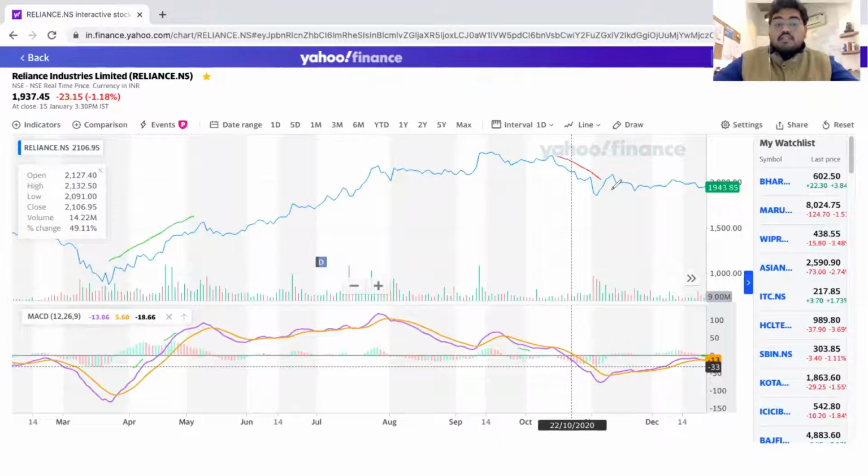All right. Now, the third thing that you watch is something called divergence. If you note carefully, the MACD line is going down, but at the same time, the price line is going up. So there is a divergence between the peaks of the two lines. And when this divergence occurs, it is usually the case that a trend reversal is going to occur.